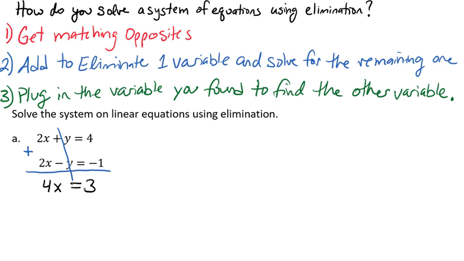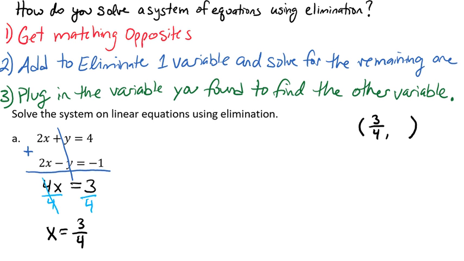Then from here, we're going to finish solving. So I'm going to divide both sides by 4. And that's going to give me x equals 3 over 4. So that's one of my two answers. And now we just need the other answer. So we're going to do our third thing, plug in the variable that you found in for the other variable.